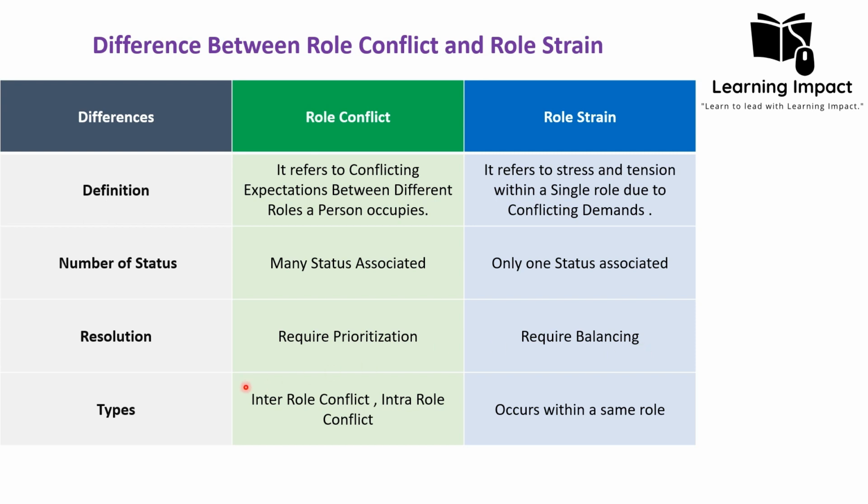Then, types. In the case of role conflict, there are many types, like inter-role conflict and intra-role conflict. In inter-role conflict, the conflict arises between different roles, and in intra-role conflict, the conflict arises within the same role. And role strain occurs within the same role. Intra-role conflict and role strain are correlated to each other.